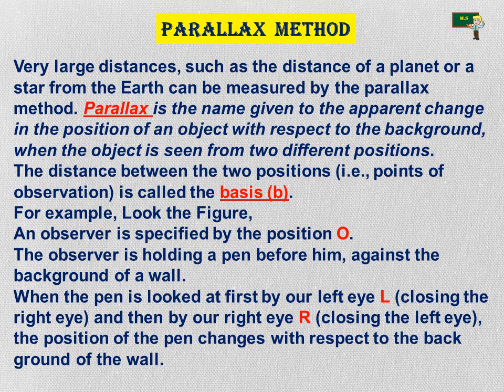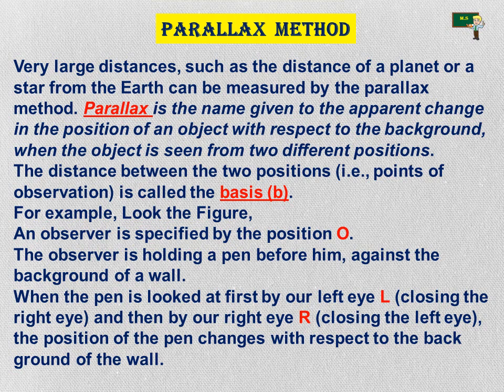Parallax is the name given to the apparent change in the position of an object with respect to the background when the object is seen from two different positions. If you want to measure the distance of the moon, the object has to be seen from two different positions. We can mention those positions as left and right. The distance between the two positions, that means the left and right points of observation, is called the basis. For example, let us see the figure in the next slide.